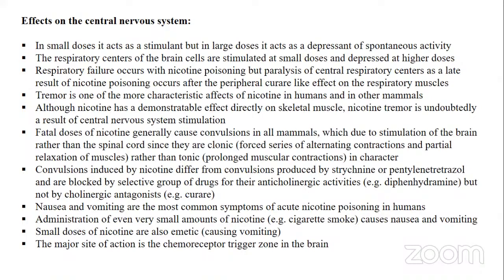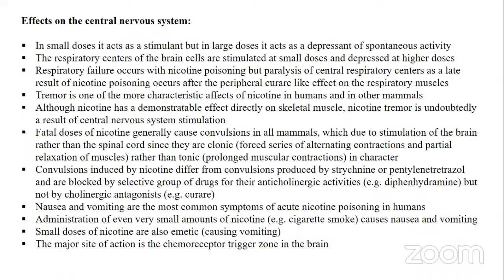Respiratory failure occurs with nicotine poisoning, but paralysis of central respiratory centers occurs as a late result of nicotine poisoning, after the peripheral curare-like effect on the respiratory muscles. Tremor is one of the more characteristic effects of nicotine in humans and in other mammals. Although nicotine has a demonstrated effect directly on skeletal muscle, nicotine tremor is undoubtedly a result of central nervous system stimulation. Fatal doses of nicotine generally cause convulsions in all mammals, which are due to stimulation of the midbrain rather than the spinal cord, since they are clonic rather than tonic in character.